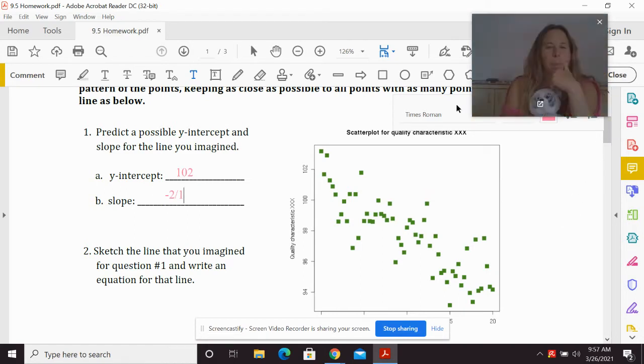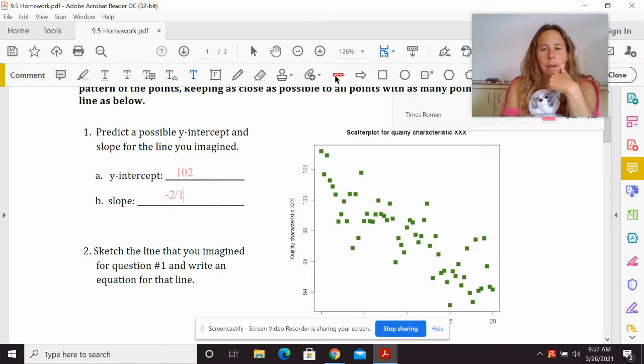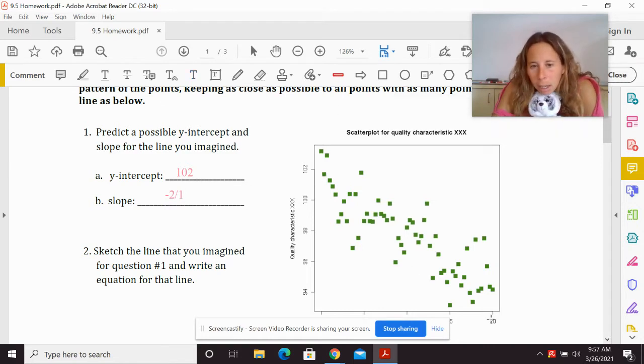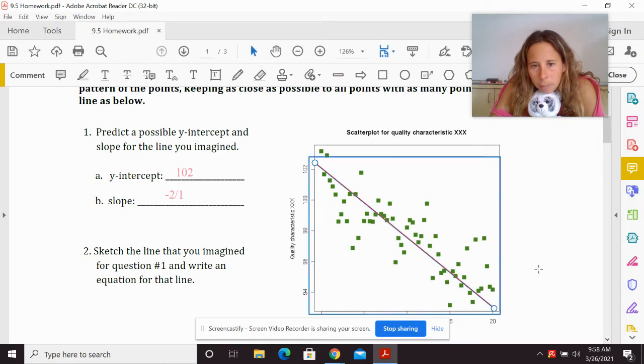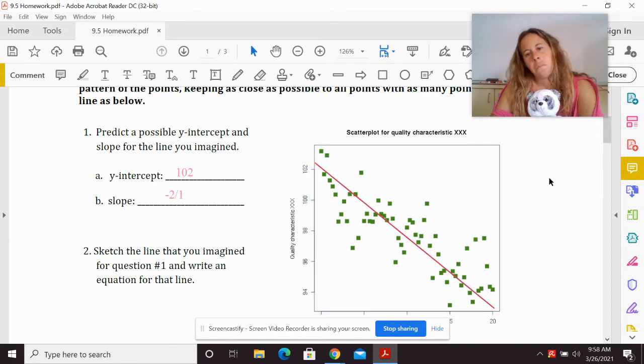So now we're going to sketch my line. I said my y-intercept would be 102. Let's see. I'm going to sketch. Actually, I think I'm going to end up being a little bit above that. Maybe something like that. Okay, so actually my y-intercept is above 102. That looks about decent. I'm going to leave it there.